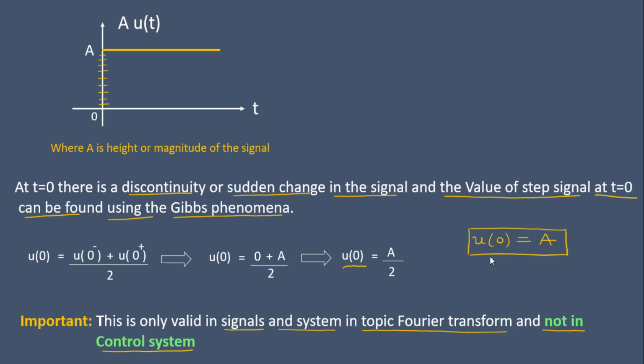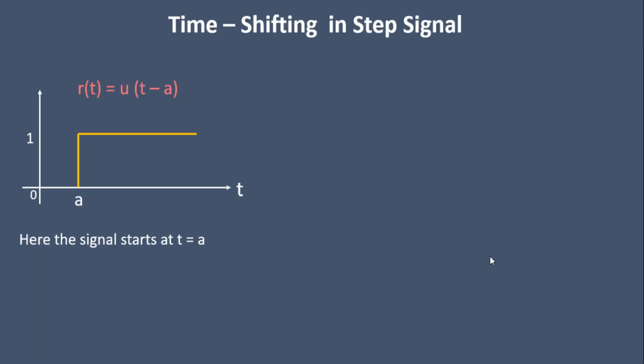So with this basic understanding, let us go to the time shifting of a step signal. Now I have a signal r of t, which is nothing but u of t minus a.